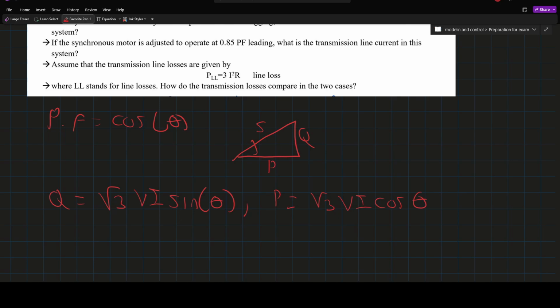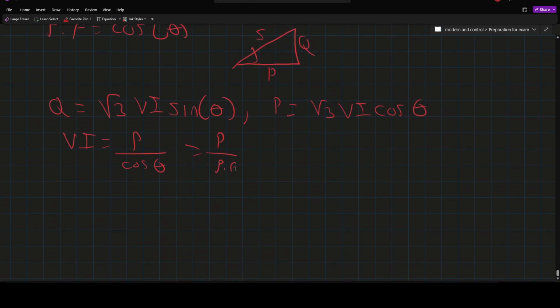And from this one we can say that our P times I is equal to P over cos theta, and I'm using this because cos theta is our power angle. So we can say that our I is equal to P over our power factor. We know that theta is equal to cos inverse of our power factor, so we can say that our Q is equal to our real power over our power factor times sine theta.